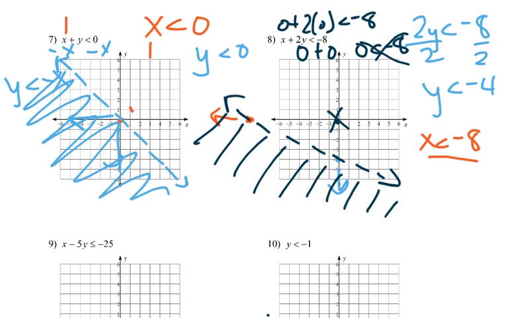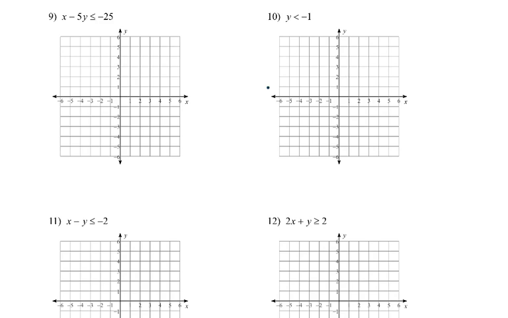But I could do 1, 1. 1 for x, plus 1 for y is 2. Is 2 less than 0? It is not. So that's probably an easy way you can deal with these ones. So let's take a look at 10.